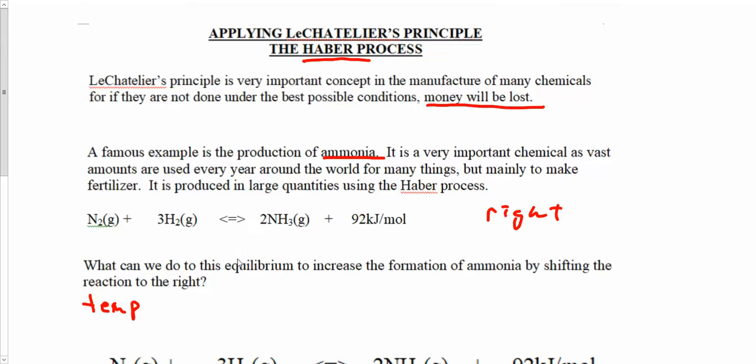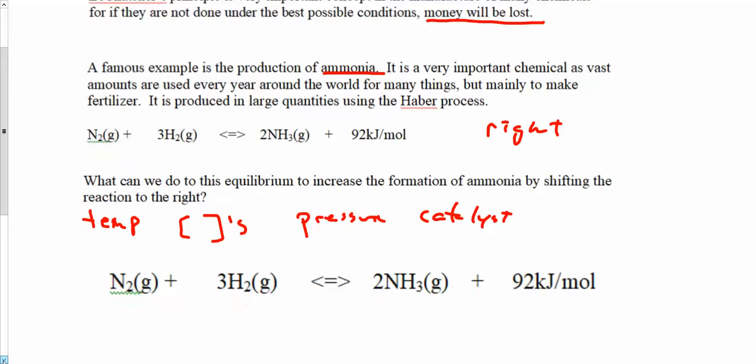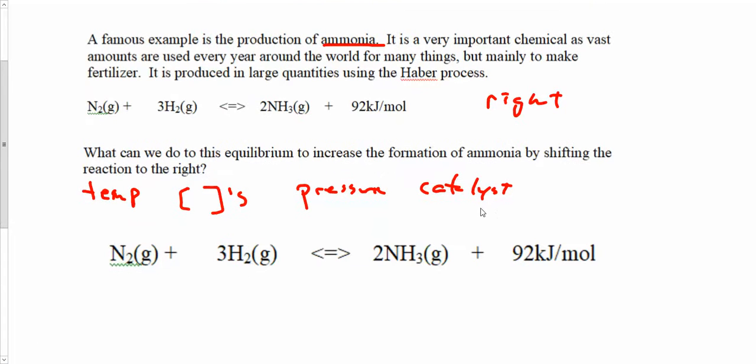All right, so I can change temperature. Another stress would be changing concentrations. Yes, I can put a stress of pressure on this, and there's one other thing that I might do. I might add a catalyst. We'll start with the catalyst first. If it's already at equilibrium, a catalyst won't do anything. However, if it's not at equilibrium, it will make it get there faster. So yes, I want a catalyst here.